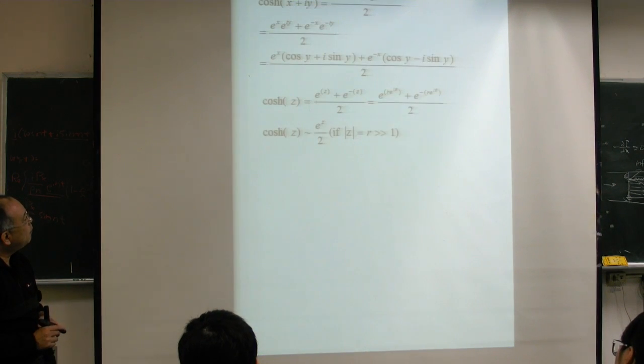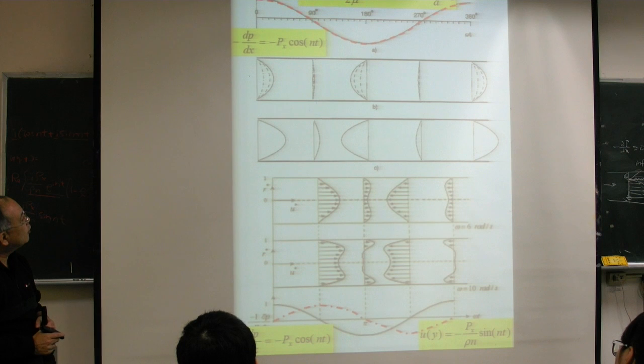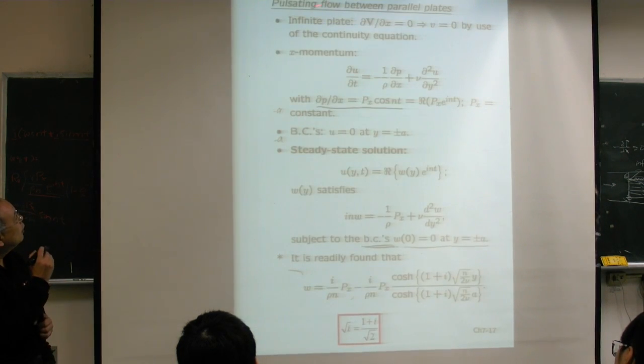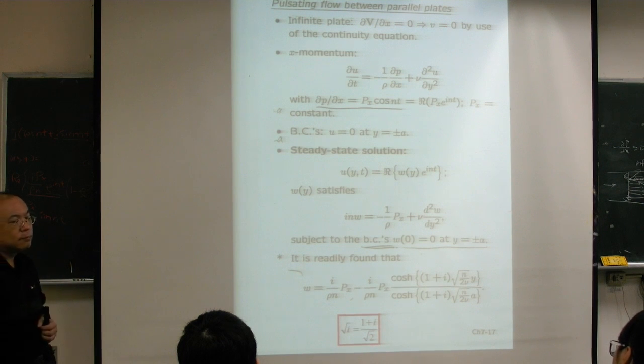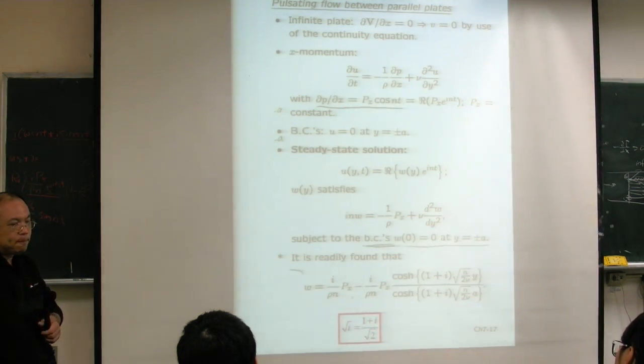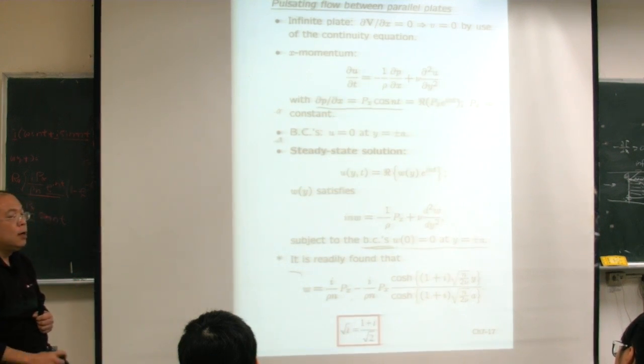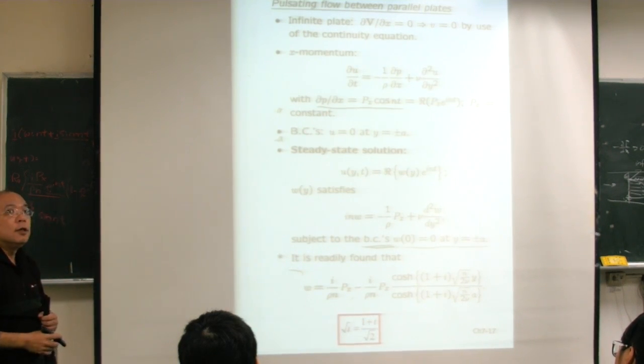Is there any problem here, concerning the pulsating pipe flow? So we just finished the pulsating flow. Okay, discussion here.